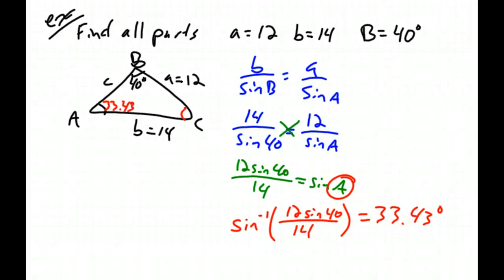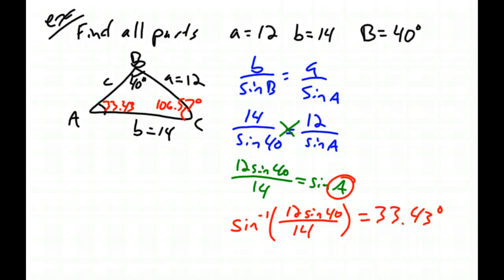So now that I know that that is 33.43 degrees, I can figure out that C is going to be my biggest angle by far, doing 180 minus 40 minus my answer. So 106.57 is C. Now that I know C, I can use that to find little c.